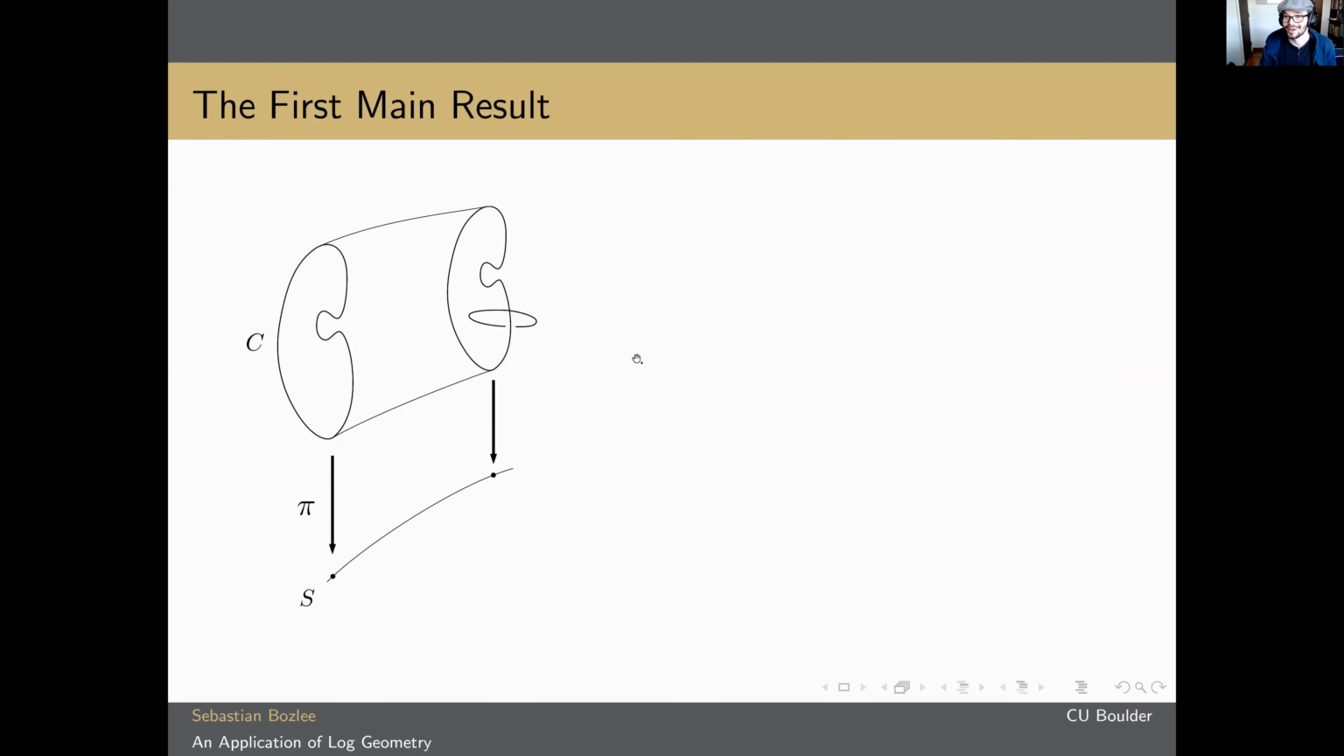So now we are ready to state the main result, the first main result, and I want to start by doing that with a picture. So here we have a family of nodal curves. Since they're nodal, they may as well be log curves, so let's take them to be log curves. And then since I spent a while making that animation, there it is again.